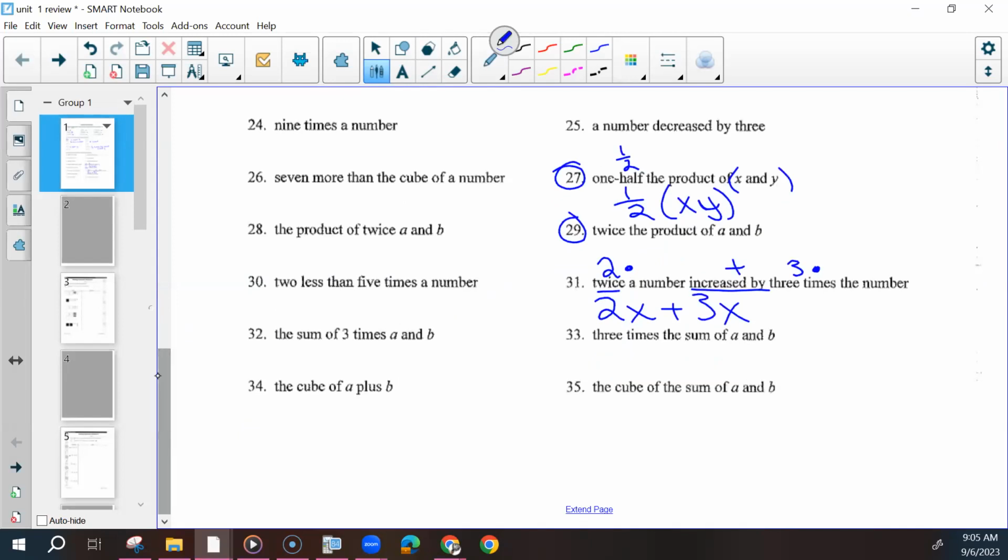Okay, 29. Twice, so we're multiplying again by 2. The product of, and it tells us the product of A and B. A and B are multiplying together, so we're going to put 2 outside of A and B. Other questions in that section?